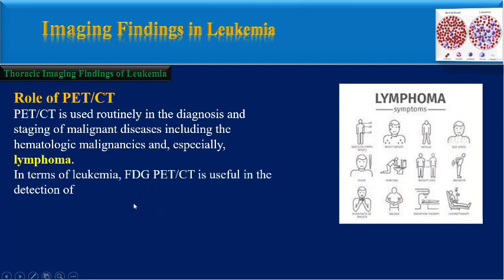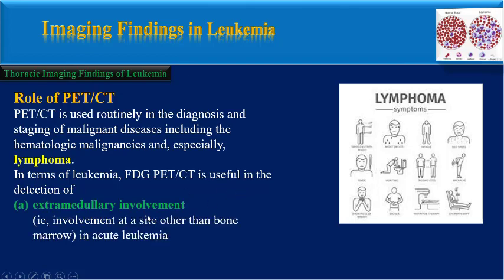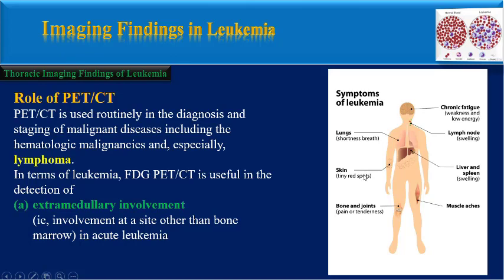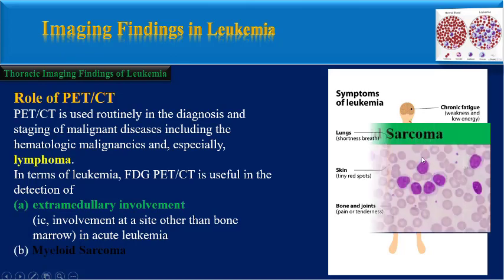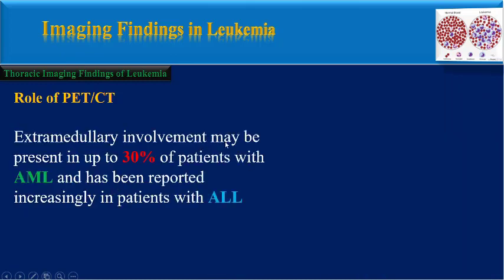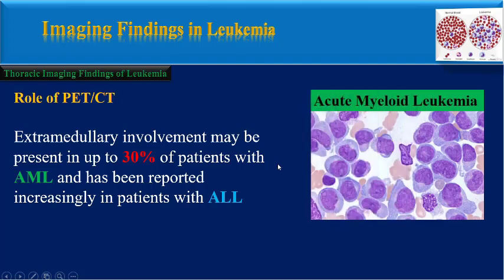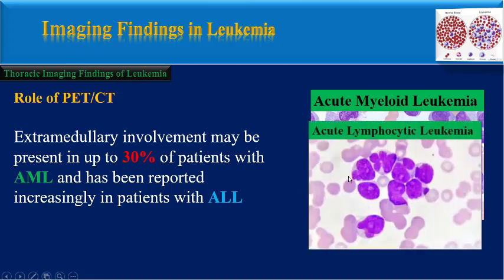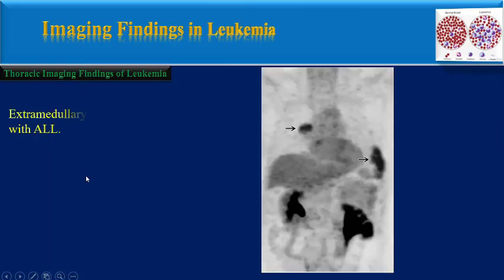In terms of leukemia, FDG PET-CT is useful in the detection of extramedullary involvement in acute leukemia, myeloid sarcoma, and Richter transformation in patients with CLL. Extramedullary involvement may be present in up to 30% of patients with AML and has been reported increasingly in patients with ALL. Now a case presentation: extramedullary leukemia in a 40-year-old man with ALL.